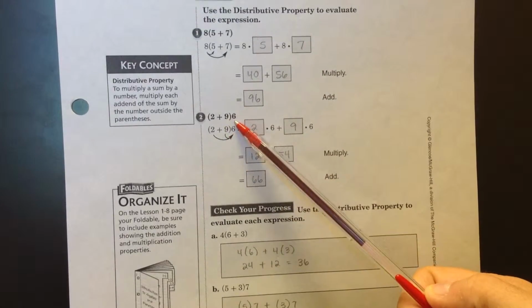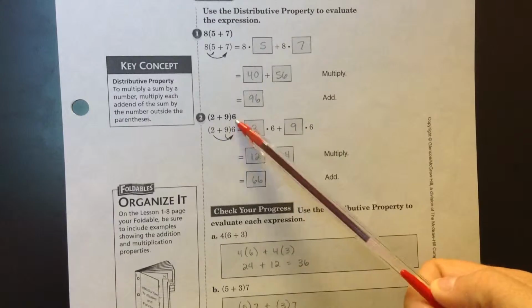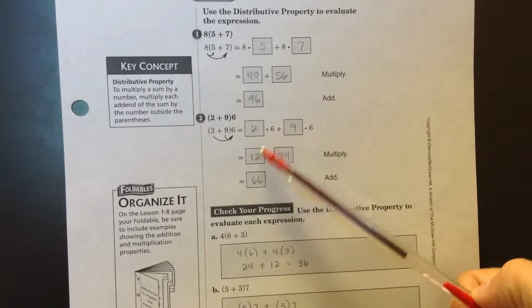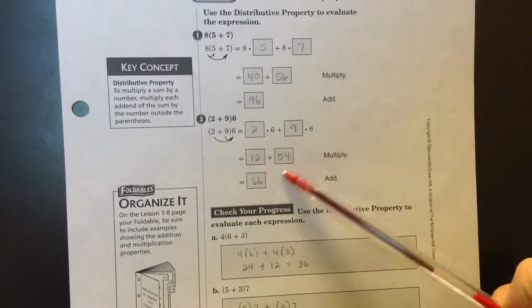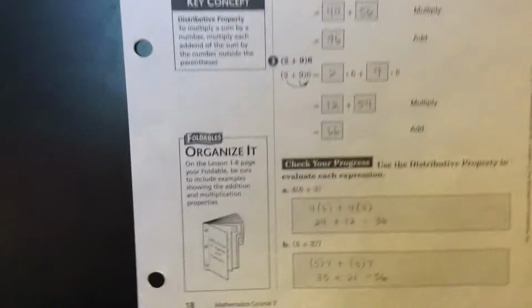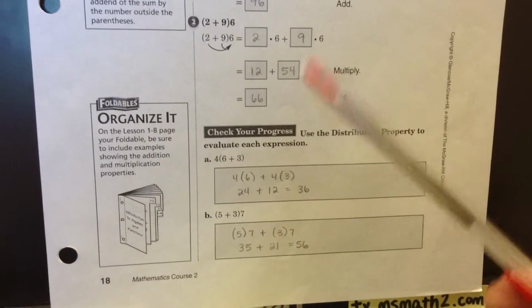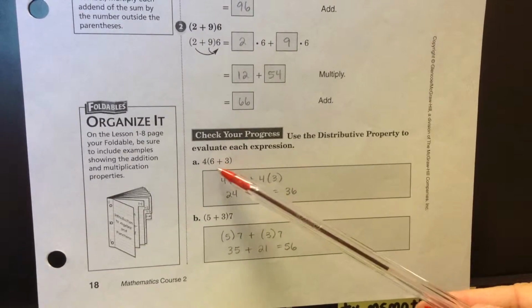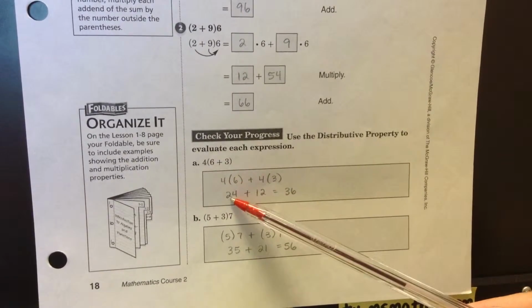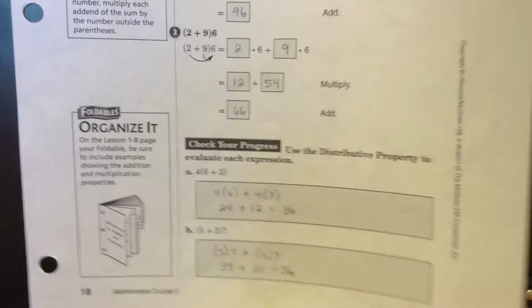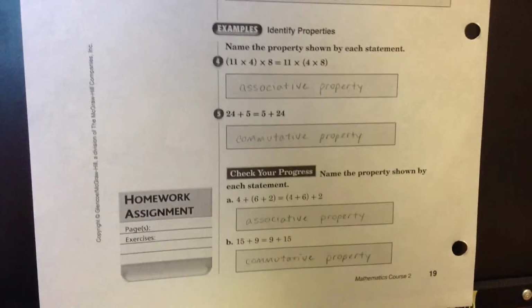This time it's on the back side of the parentheses. So you're going to distribute the 2 to the 6 and the 9 to the 6. So 2 times 6 is 12, 9 times 6 is 54, and that becomes 66. Here's a few more distributive properties. A, you're going to distribute 4 to 6 and 4 to 3, so it's going to become 24 and 12, and that equals 36. Now we're going to move on to some more properties.